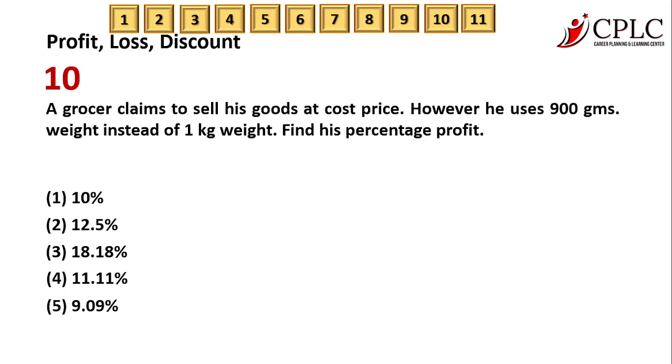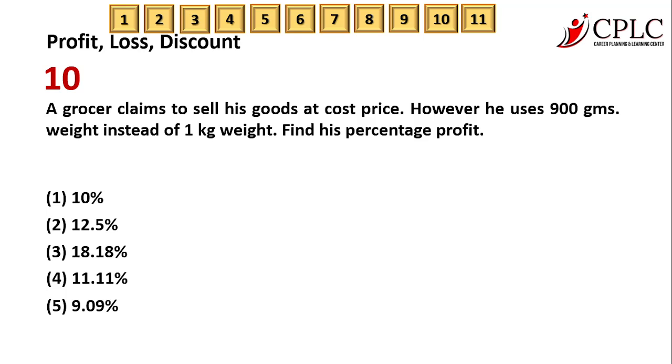So the point is, in case of faulty weights, actual weight is always in the denominator. You can make a note of this. I'll repeat this one more time for you. In case of faulty weights, actual weight is always in the denominator.